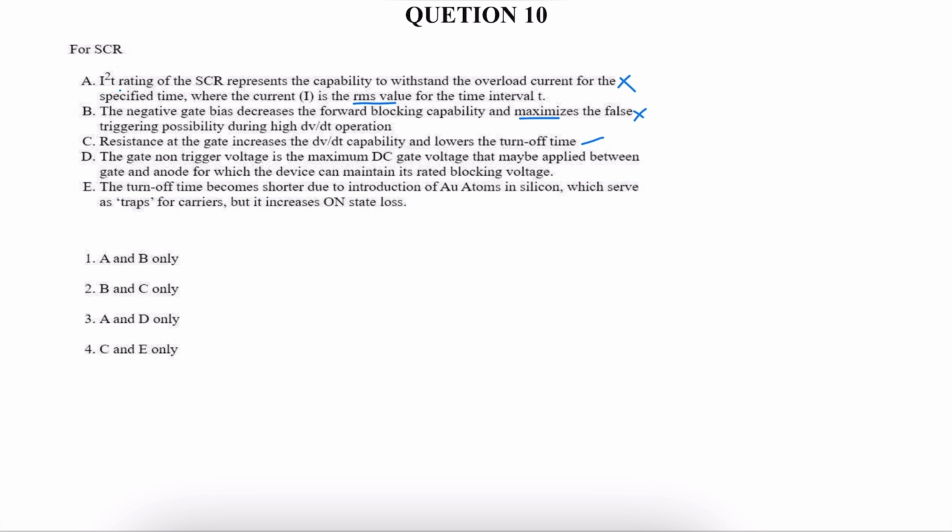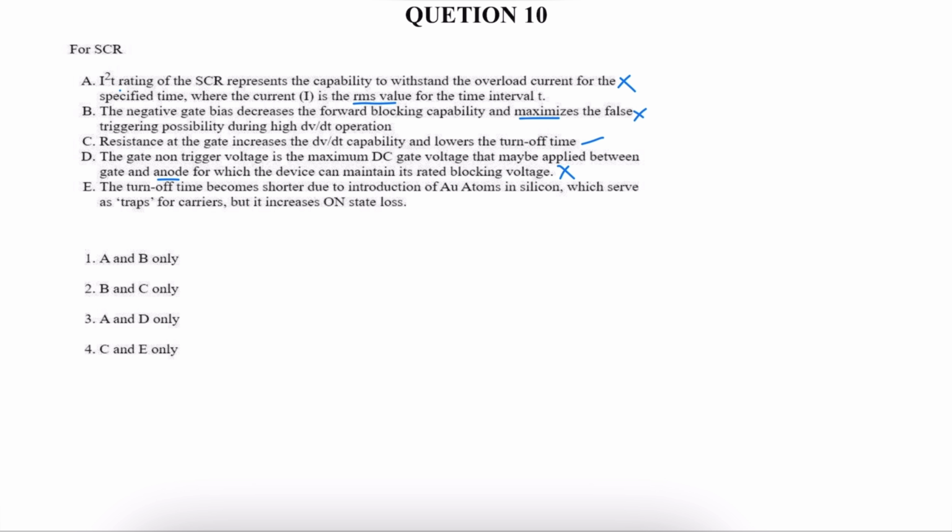Next, the gate non-trigger voltage is the maximum DC gate voltage that may be applied between gate and anode, gate and cathode. So this statement D is wrong. In SCR, the non-trigger voltage refers to the maximum DC gate to cathode voltage that may be applied while the device is in its rated blocking state and still not cause SCR to trigger or turn on.